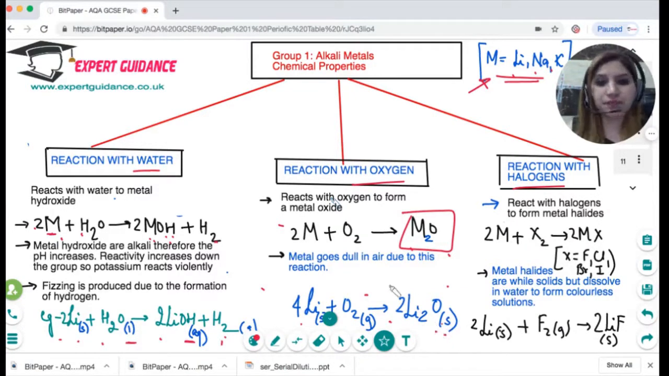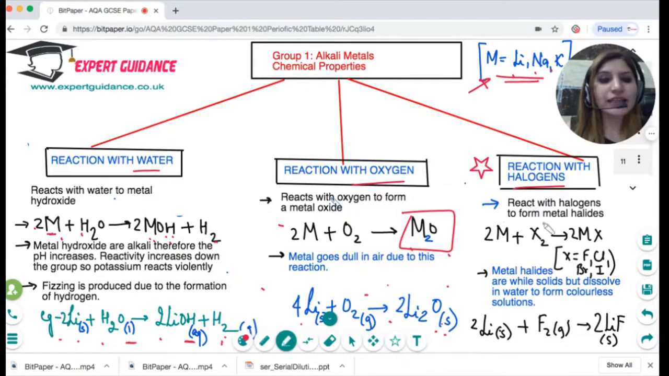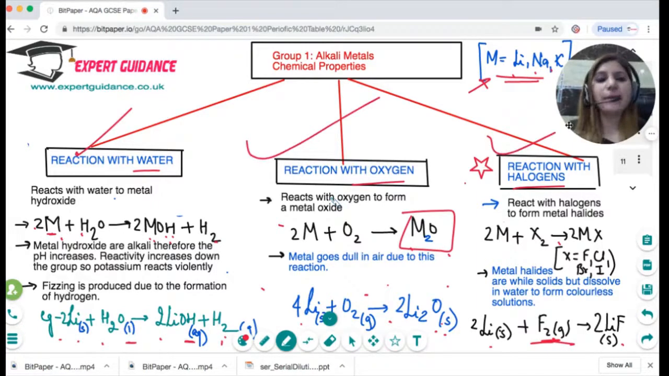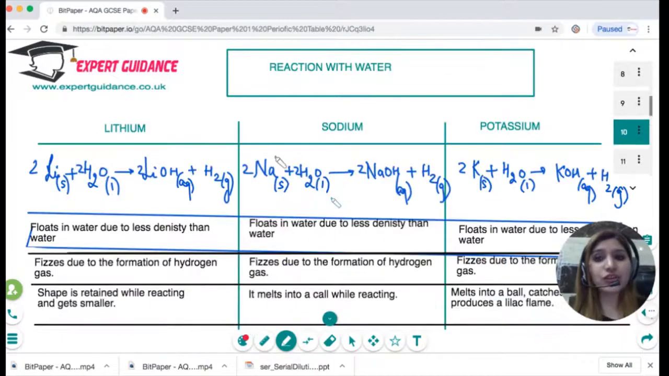solid. Okay, and when we react it with halogens, you get the metal halides. Okay, so like lithium with fluorine, remember halogens will be in the form of diatomic molecule, and it gives lithium fluoride, which is a solid. Okay, so these three reactions, very, very important. Make sure you remember them. Make sure you know how to write the equations along with the state symbols, and do not forget to balance the equation.